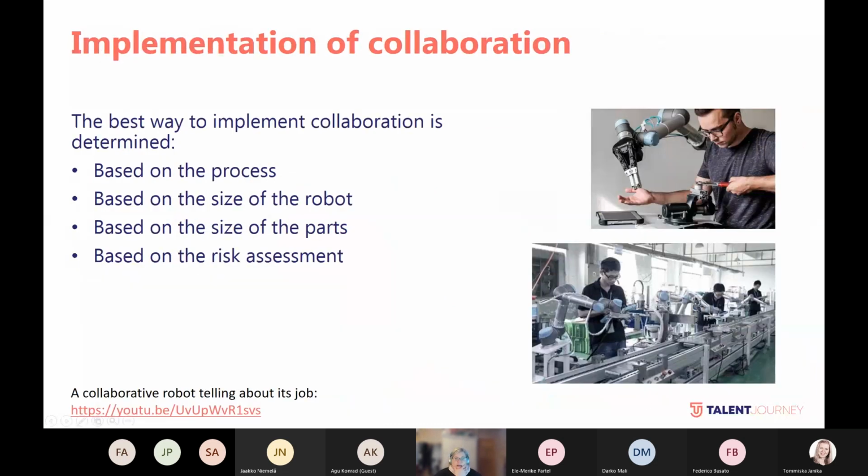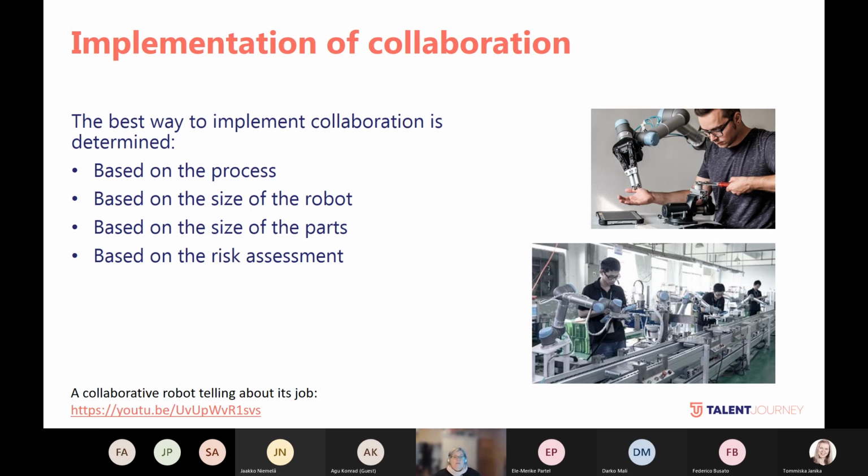Okay. Then when planning the implementation of a collaborative robot, the whole can be planned based on the process, on the size of the robot, on the size of the parts, or on the risk assessment. Each case should be planned separately. So if you have planned one collaborative robot solution, it doesn't mean that you know how to work in the next.